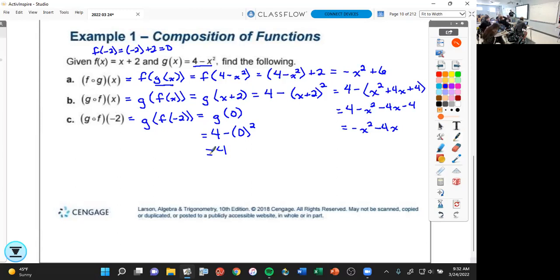Okay. If I plugged negative 2 into this x, do I get 4? Negative 2 squared is 4. Negative 4 would be negative 4. So that's negative 4. Minus 4 times negative 2. Negative 4 times negative 2, 8. Negative 4 plus 8. So you are going to get the same thing.